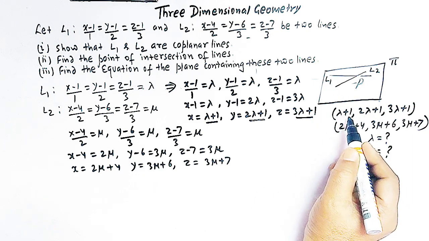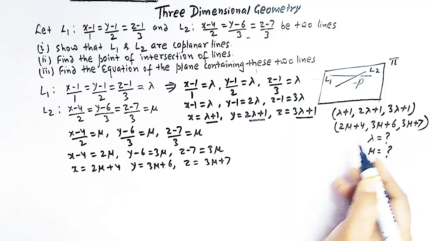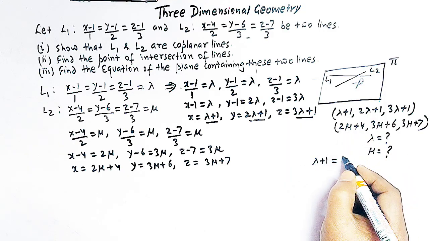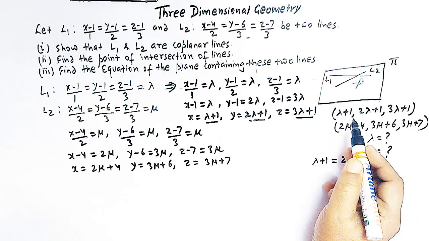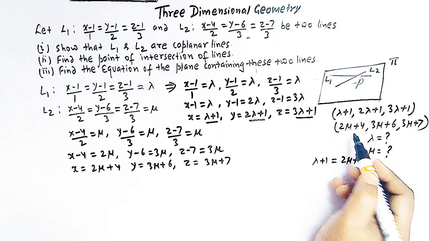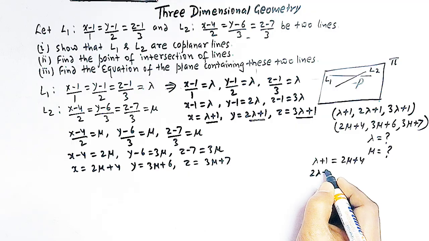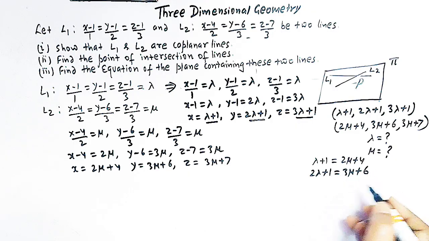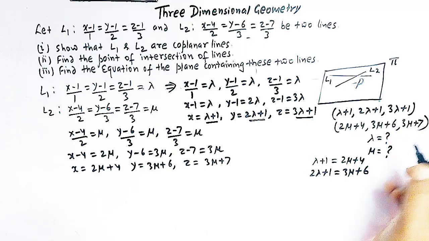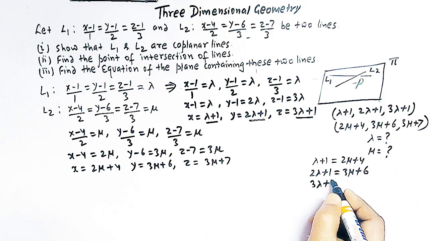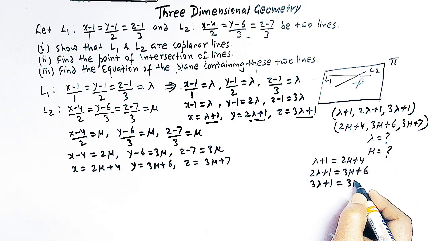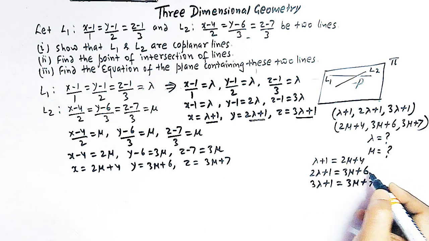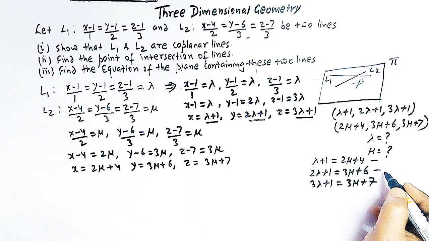So we must equate these two coordinates. We have lambda plus 1 equal to 2 mu plus 4, that is, we are equating the x coordinate. Then the y coordinate: 2 lambda plus 1 is equal to 3 mu plus 6. And then the z coordinate: 3 lambda plus 1 is equal to 3 mu plus 7, right? So now we have three equations here, right?